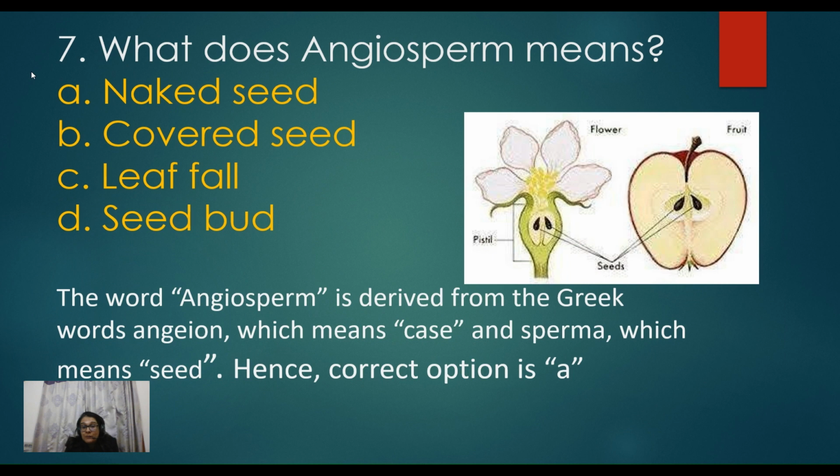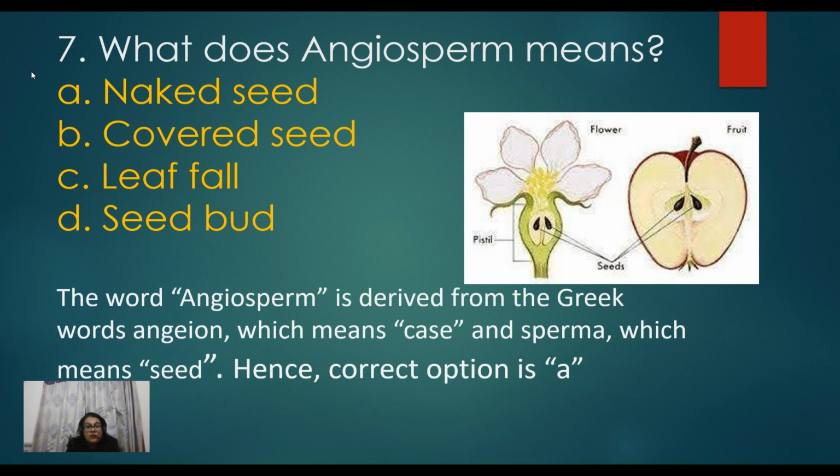What does angiosperm mean? Is it naked seed, covered seed, leaf fall, or seed bud? Now, naked seeds, if you remember, are present in the gymnosperms, right? But if we talk about the angiosperms, the seeds are enclosed within the fruit, as you can see in the diagram. So the correct option will be covered seed, right? The word angiosperm is derived from the Greek words angion, which means case, and sperma, which means seed. So basically, angiosperms means covered seed. Here the correct option will be B, that is covered seed. I have written it by mistake as option A, so it is not the naked seed, it is covered seed.